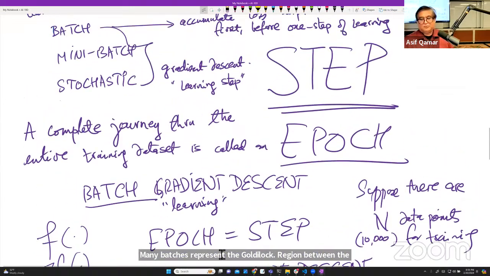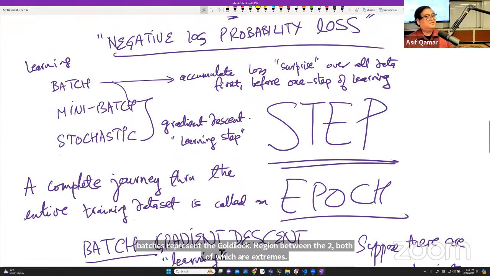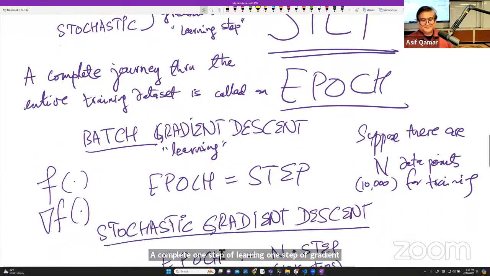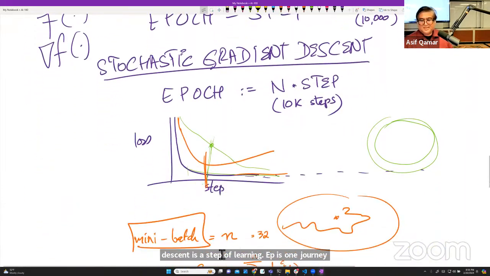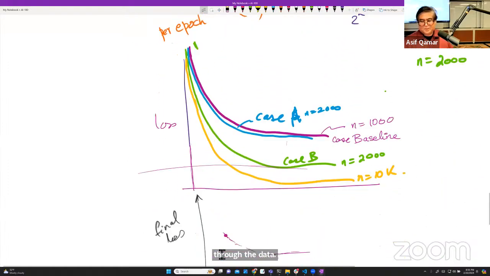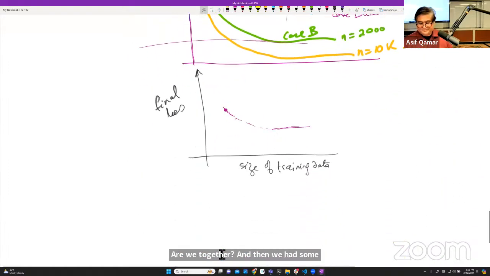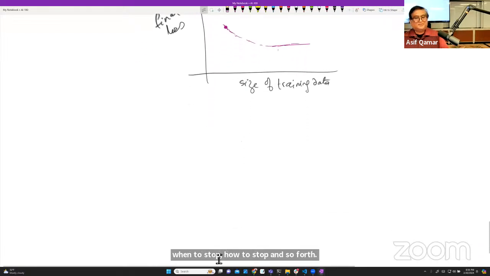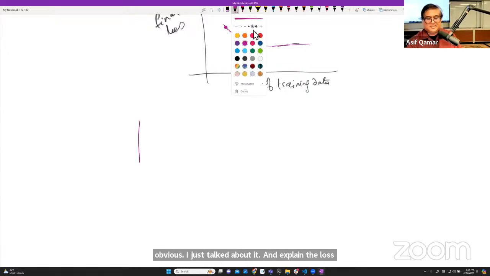One step of gradient descent is a step of learning. An epoch is one journey through the data. Are we together? And then we had some questions about when to stop, how to stop, and so forth. Now, there's one more class of algorithms, which also is obvious. I'll just talk about it and explain the loss function. And those are the only two loss functions we will need in our course.